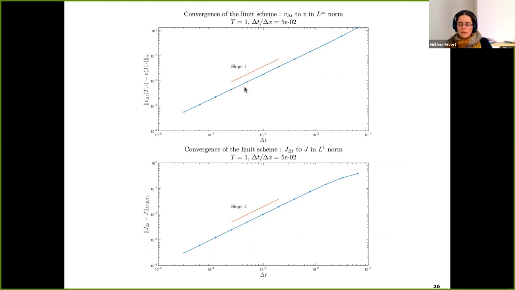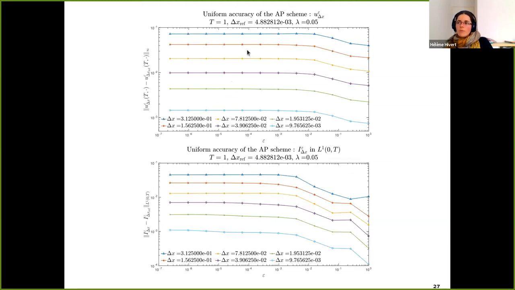Numerically, on this analytic solution, we observe that the convergence rate is 1, both for V in an infinity norm and for J in L1 norm. Okay, but it's not true in an infinity norm for J. And we can also show that the scheme is uniformly accurate. Uniformly accurate means that the accuracy of the scheme does not depend on epsilon.